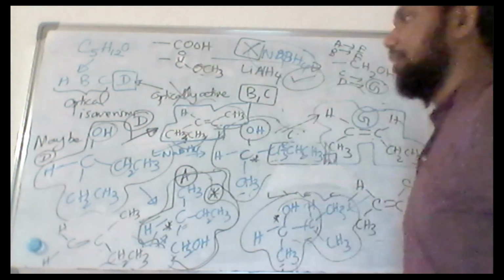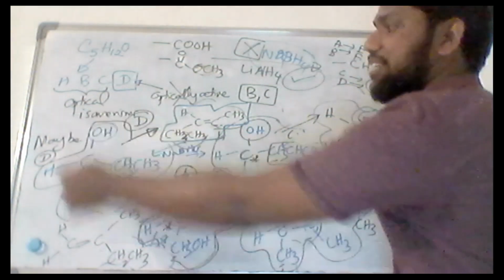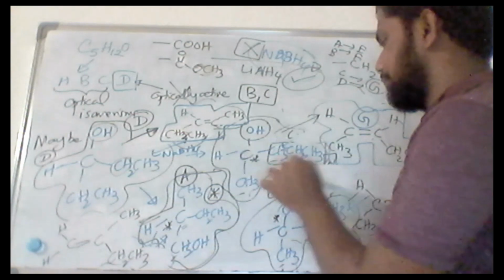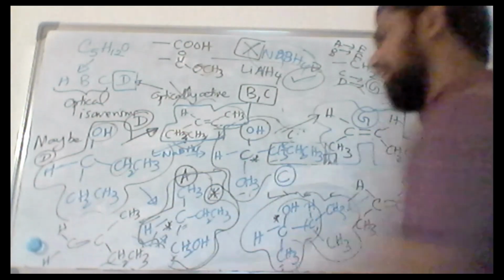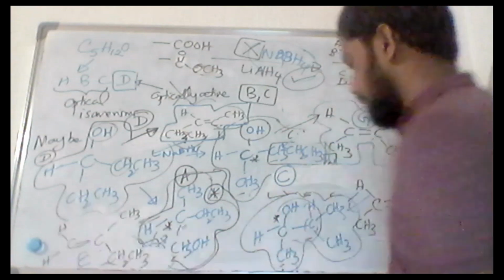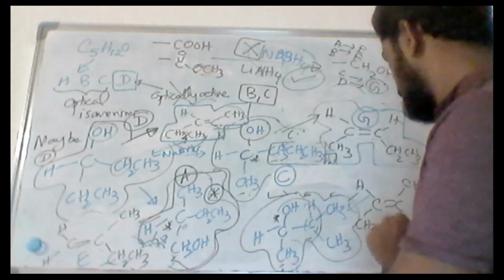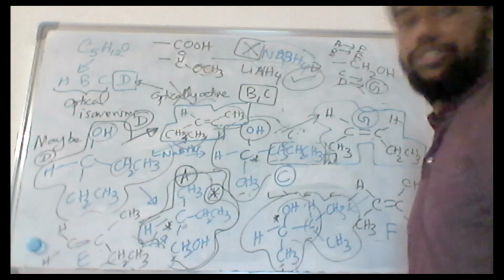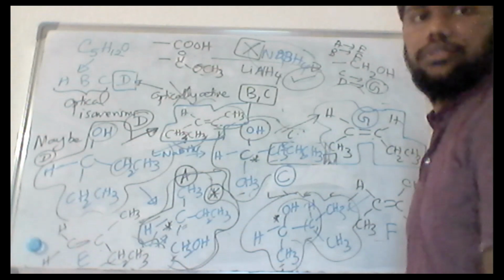And C and D, D I have already mentioned, this could be D. So this is our C, and this is A, so A gives E, and my B gives F. So this is the way that you can approach this question.